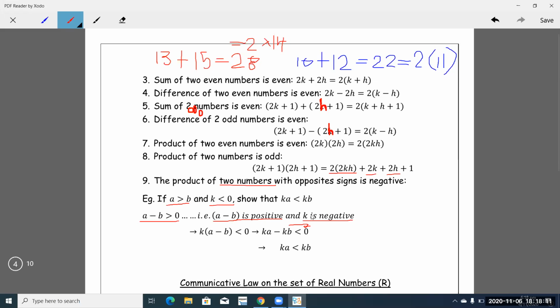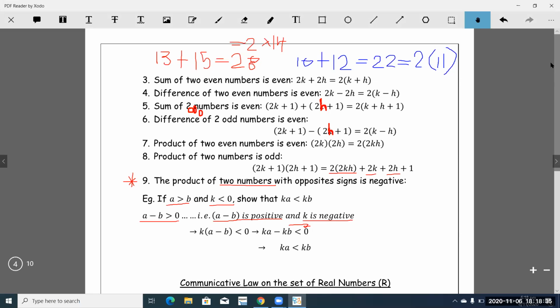This is a very popular proof question. It doesn't necessarily have to be this one, but I guarantee you they're going to ask something with this. So always remember that the product of two numbers with opposite signs is negative. All that means is a positive number times a negative number is negative. All right.